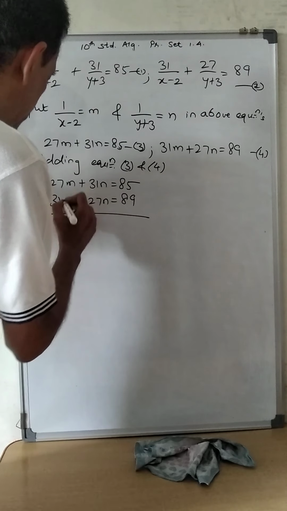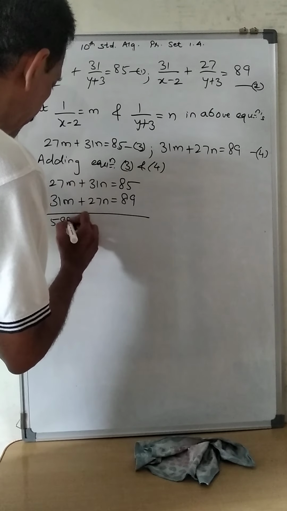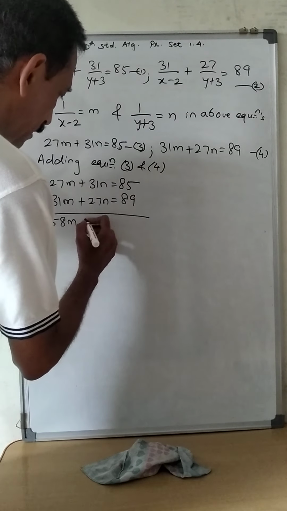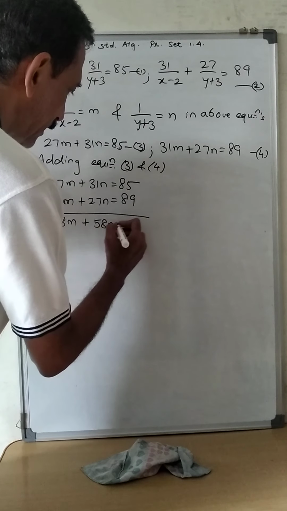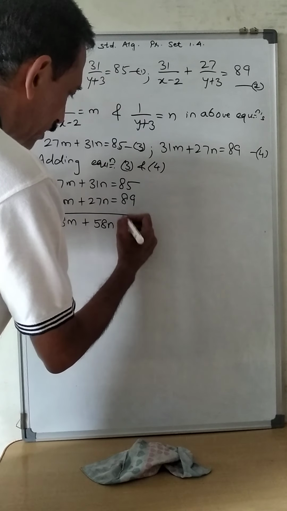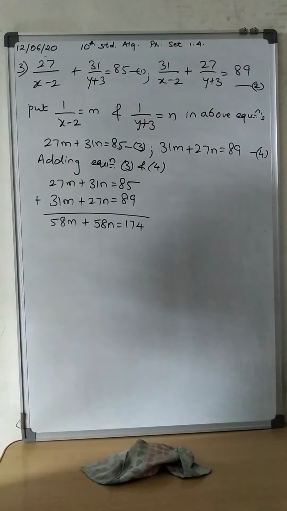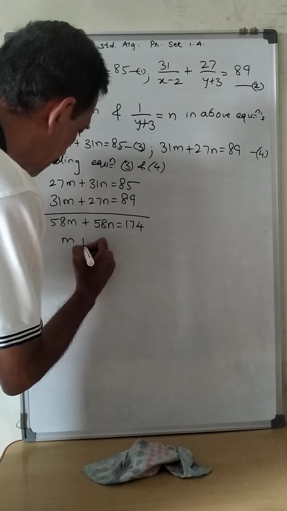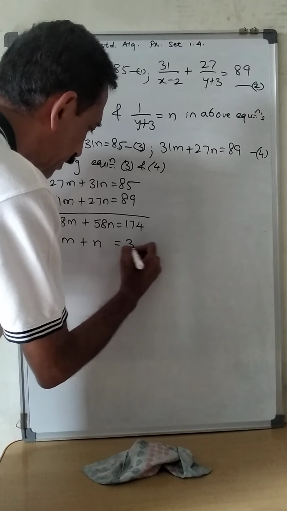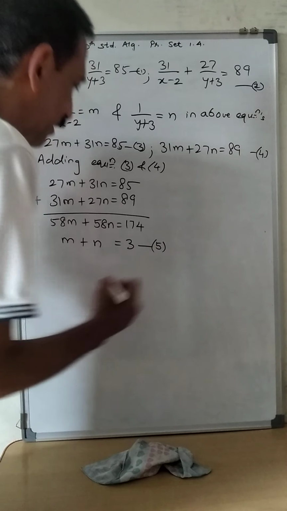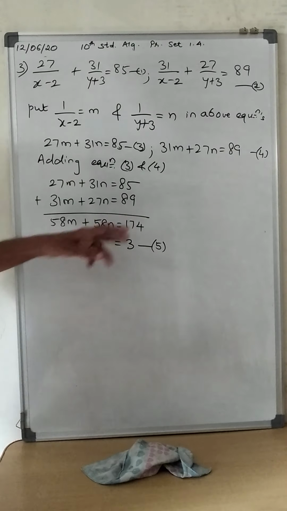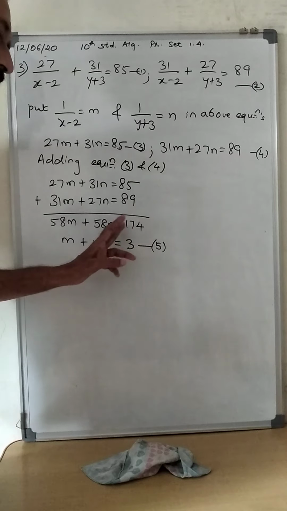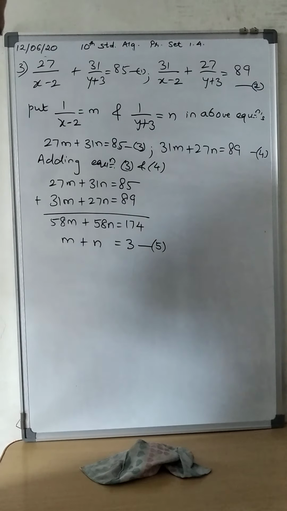Adding, we get 7 plus 1, 8, 58m plus 58n is equal to 9 plus 5, 14, 174. So if we divide by 58, we get m plus n is equal to 3. Dividing by 58 throughout. So 3 8s are 24, 3 5s are 15, 16, 17. So 58 3s are 174.